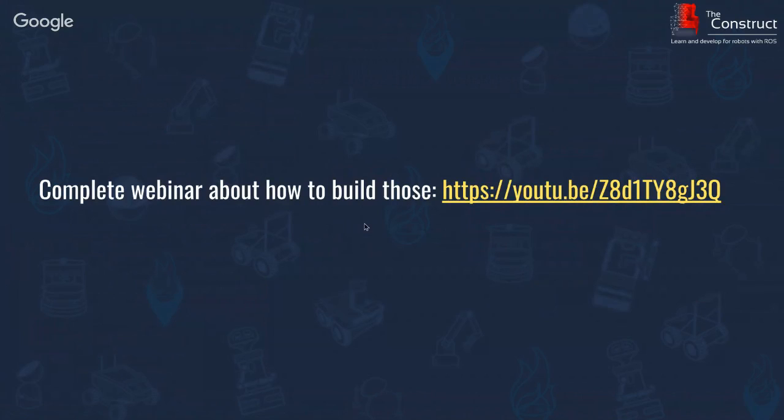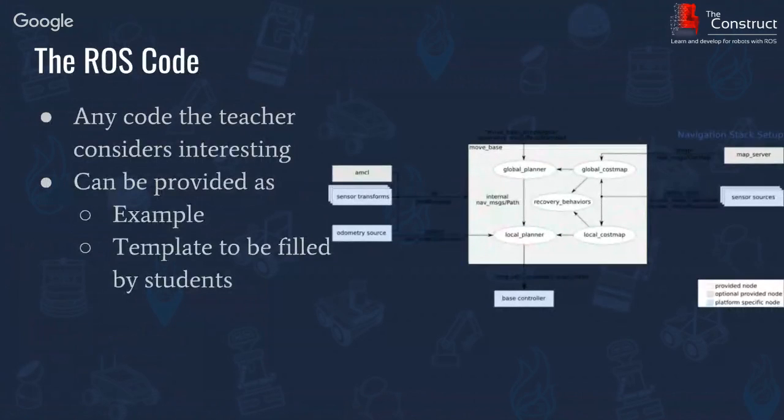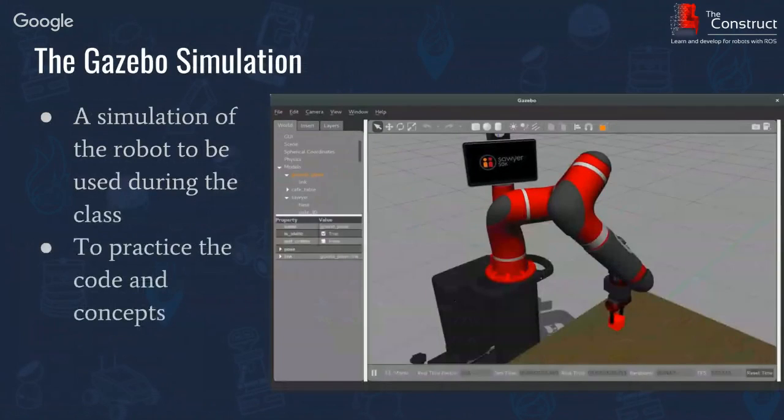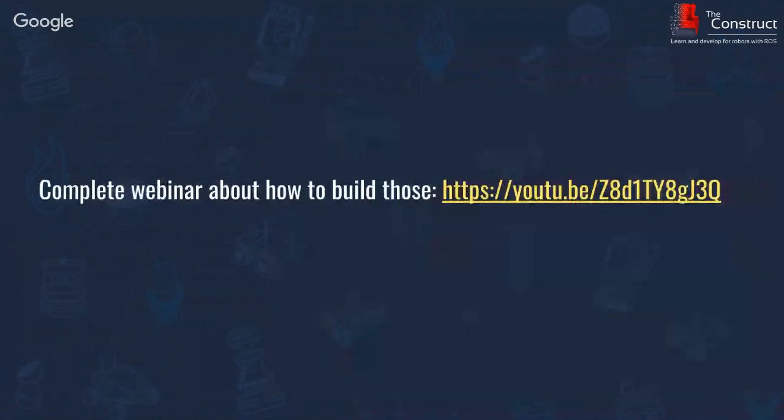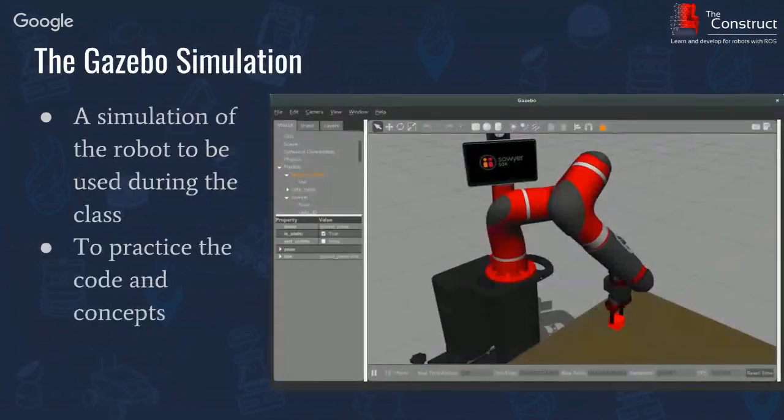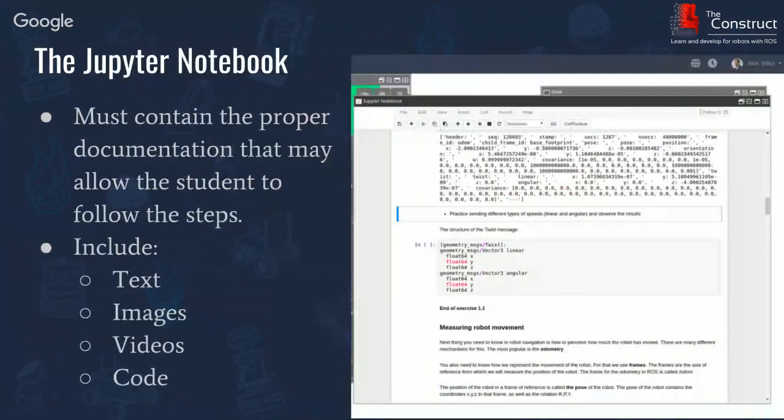Okay, so I'm not going to teach you how to build this ROS code, how to build these ROS simulations, and how to build a Jupyter notebook. I just explained that you have to do that. And here we have a complete webinar on this link that you can check. It's a complete webinar that teaches you how to actually create the code, how to create the simulations, and how to create a Jupyter notebook.